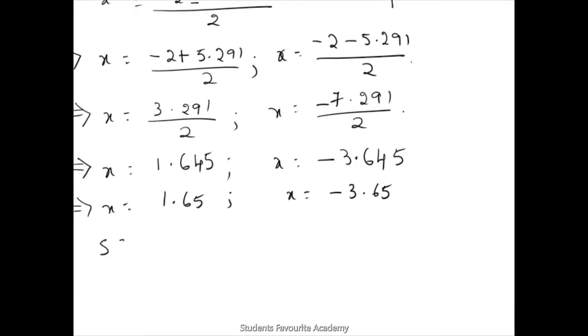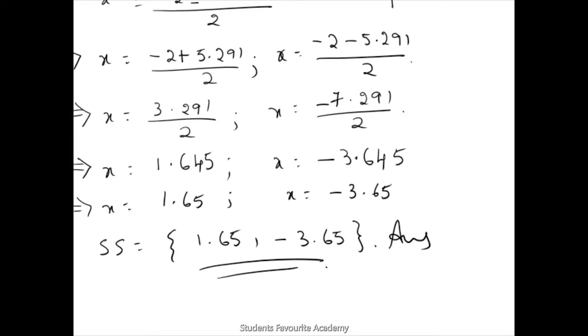So solution set is 1.65 comma minus 3.65, answer. Okay, so let me show one more question before I proceed further.